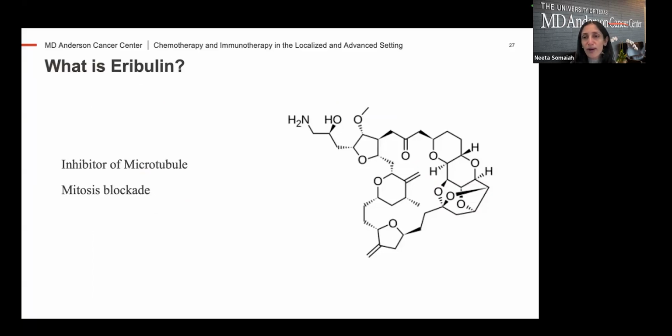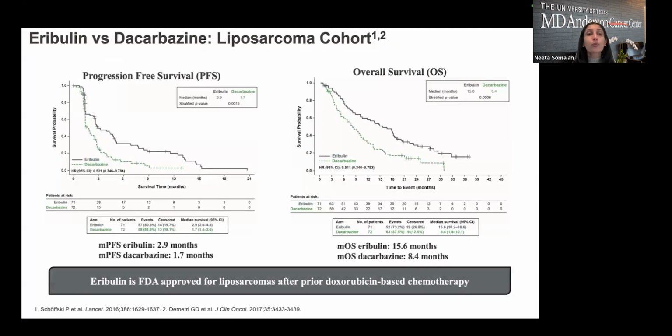This is another drug that is approved for liposarcomas. It is an inhibitor of microtubules, so it blocks the mitotic or the cell division activity. This study was similar. It was done in L-type sarcomas, included both liposarcomas and leiomyosarcomas. But when the FDA looked at the data, they granted approval only for liposarcomas because when you compare to dacarbazine, eribulin had a much wider separation of the graphs in the liposarcoma group for progression-free survival and overall survival, but not for the leiomyosarcomas. Not that it's not active for that group, it's just that dacarbazine also works very well for leiomyosarcomas, hence they were not able to detect as big a difference.